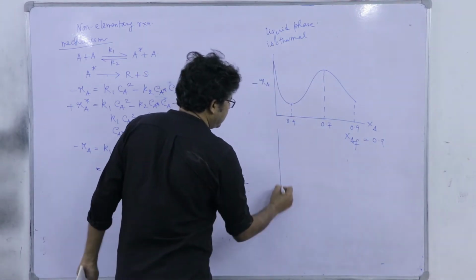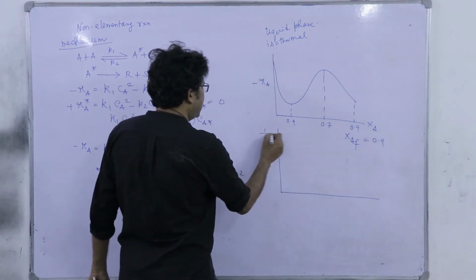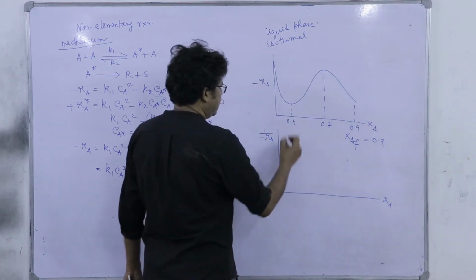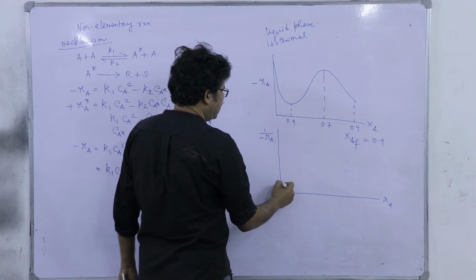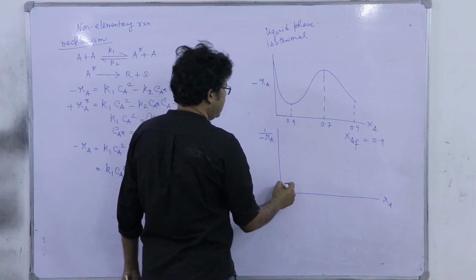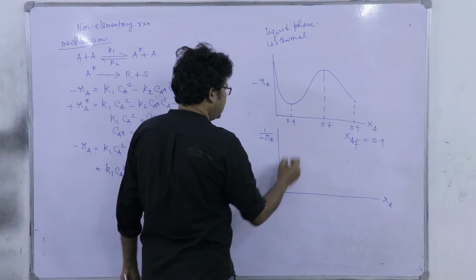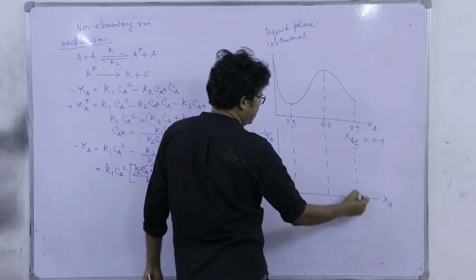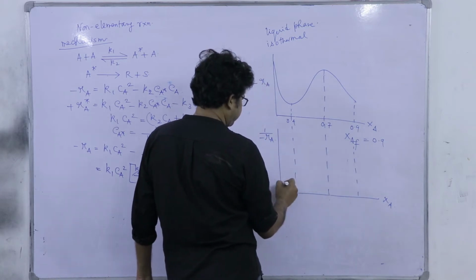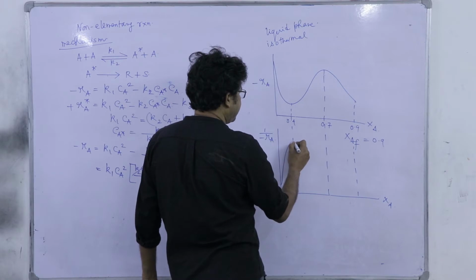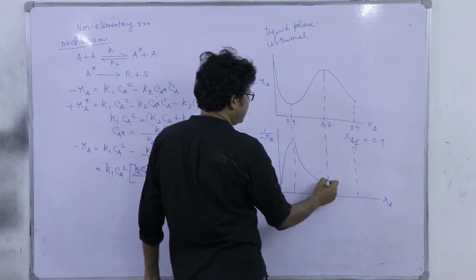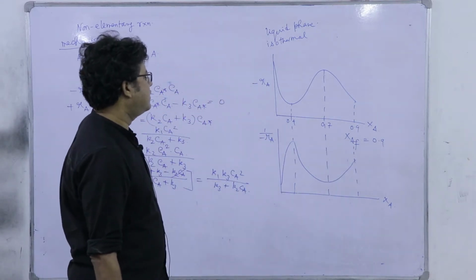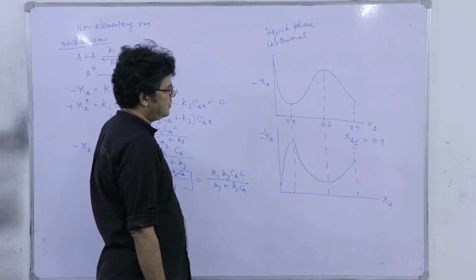So, you see, we have to convert this graph to a 1 divided by minus RA versus XA plot. Where this is starting from a maxima, here it will start from a minima, going to a minima, here it will go to a maxima, here it will drop to a minima, and again it will start increasing. This sort of curve is expected.